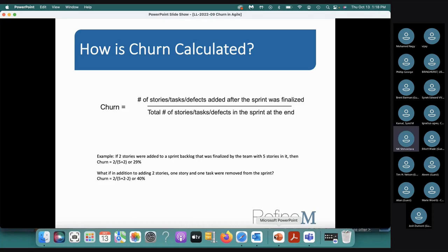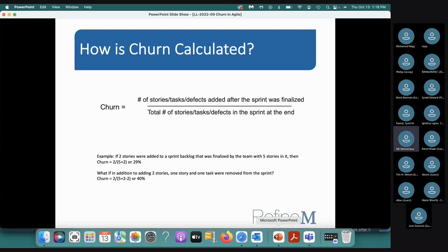So what if in addition to adding the 2, one story and one task were removed, because maybe the story was half done and it was moved to the next sprint, or it was not attempted at all. And in a similar way, the task was not completed, so it was moved to the other sprint, or it was canceled, whatever. So at the end of the sprint, you are left with 5.